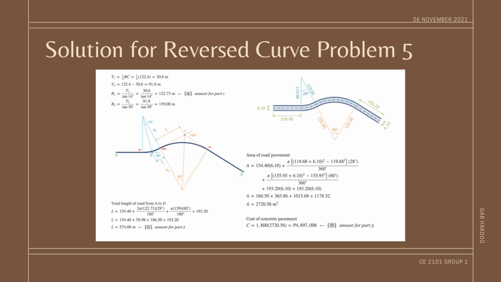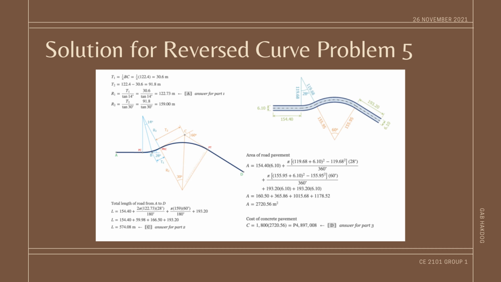From the yellow curve, right? From T2, that's the second curve, right? So we have here 91.8 over tangent 30. Tangent 30 is 0.58, that's an approximate value. So we have an answer of 159 meters. Okay, so we already solved this.